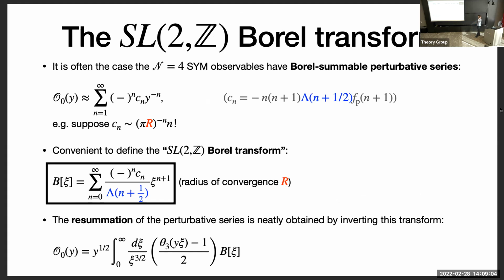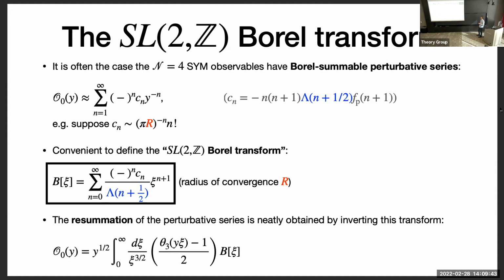So I'll introduce here another tool we developed in the paper, which I think is kind of neat. In N=4, it's often the case that the weak coupling expansion is Borel summable, so asymptotic but Borel summable. Here's some schematic form with some coefficient C_n, some power series in 1 over y. You can relate these coefficients to the overlaps that I wrote down earlier. So here's F_P, and here's that lambda function. Remember, this thing involved a gamma function, so it grows factorially at large n.